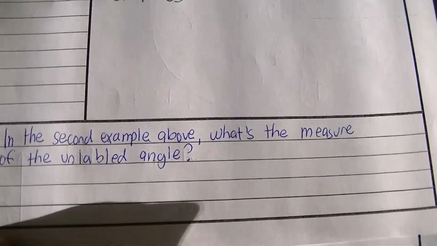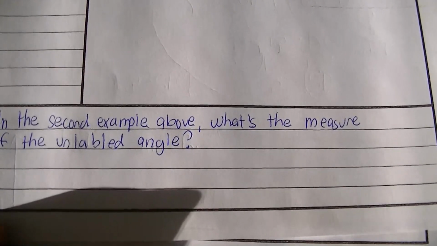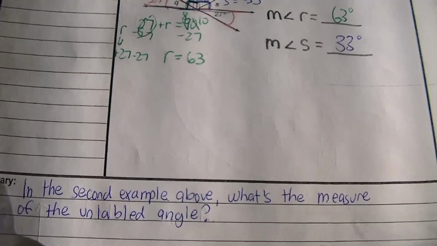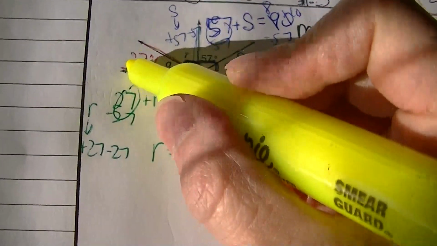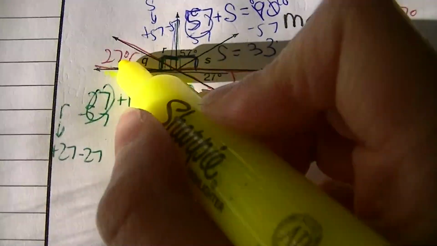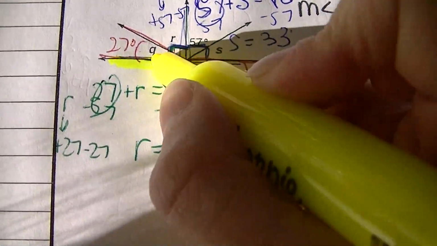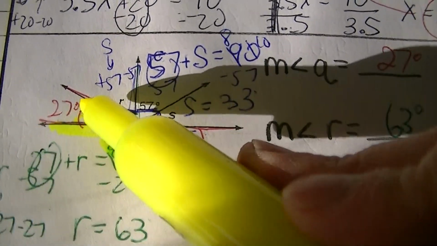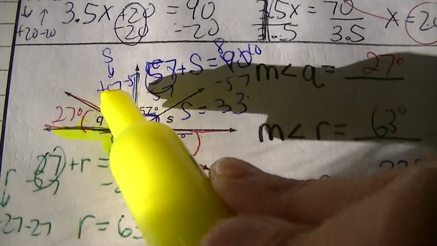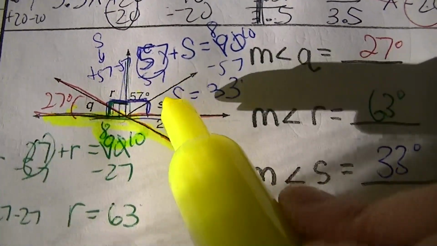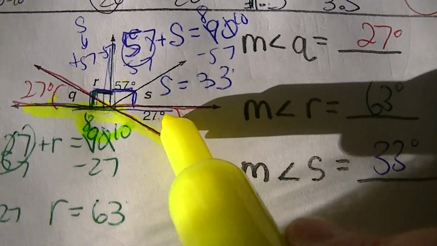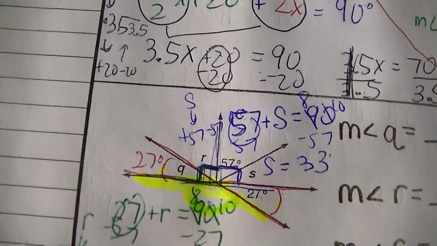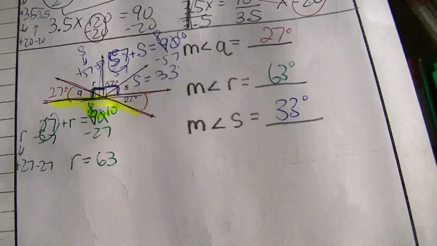Okay? All right. Now, this bottom question for your summary. In the second example above, I need to know what is the measure of the unlabeled angle. So if you're like, what is she talking about? I want to know how many degrees is this angle right here? This one that is not labeled. That one right there. How many degrees is that? You know that this one's 27. You know that R is 63. You should know that that's 57. You should know that S is 33. This one's 27. So what do you know about all those angles at a point right there? Use that to help you determine what that missing angle is. Okay, and then turn the page, please.